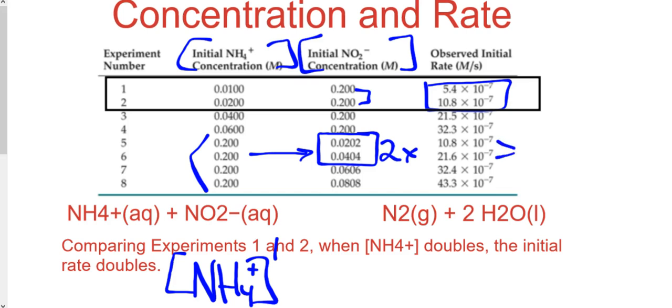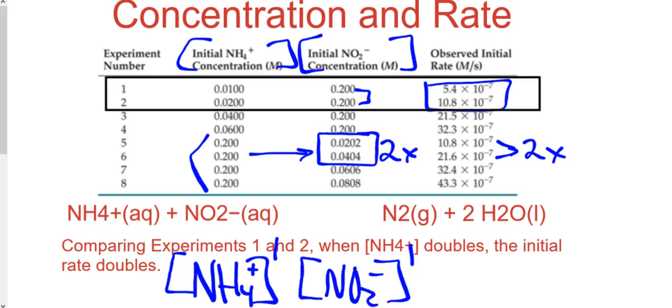What is my rate here? It's hard to see, but it is also 2x. Are you okay with that? So we would say that NO2 minus is also first order. And we would then also be able to say that the overall order of this reaction is a second order reaction. Because if I doubled both, the rate would double twice, so it'd be 4 times faster. Are you okay with that sort of basic logic?